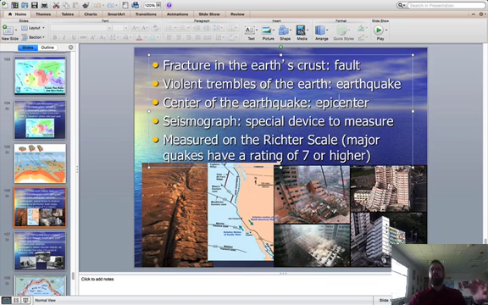All right, so the center of an earthquake is the epicenter. The epicenter, of course, is where the earthquake originates from. It's within the crust itself.